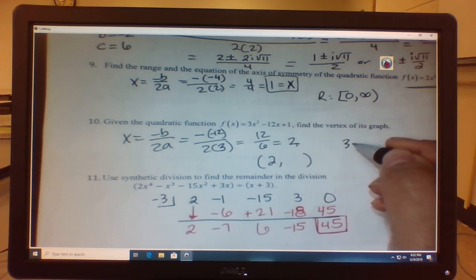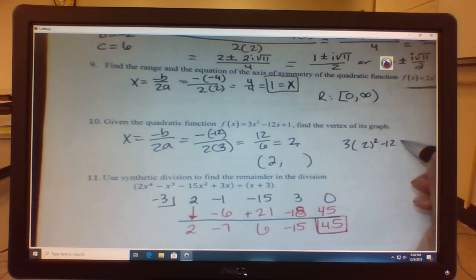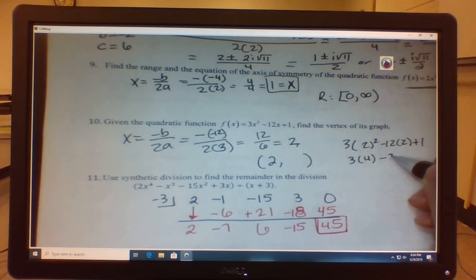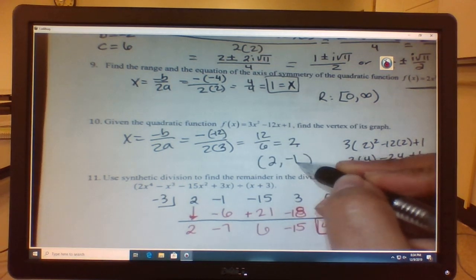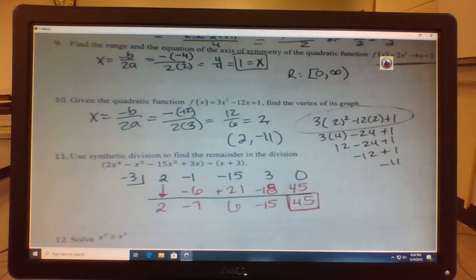So I have 3 times 2 squared minus 12 times 2 plus 1. 3 times 4 minus 24 plus 1, or you could just plug it straight into your calculator. Negative 12 plus 1, negative 11. I worked it out, but you could just plug that straight into your calculator.